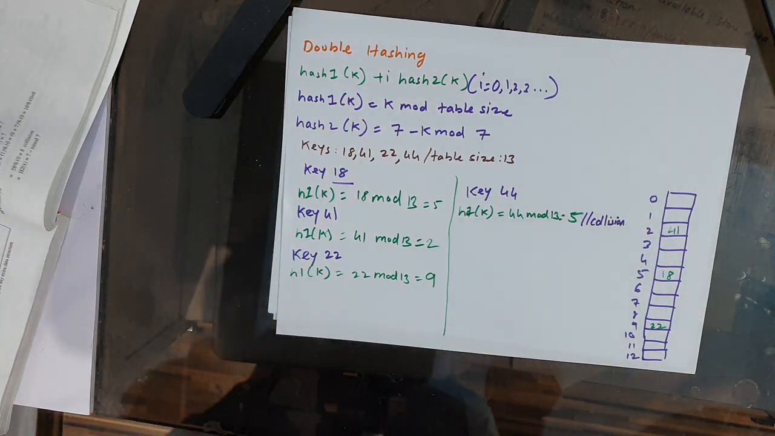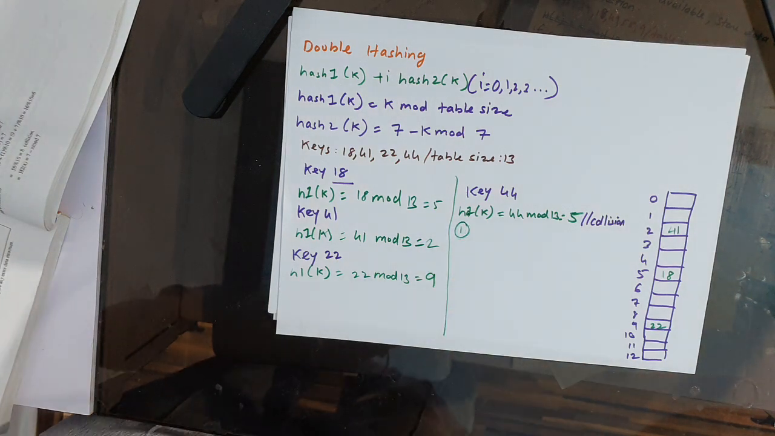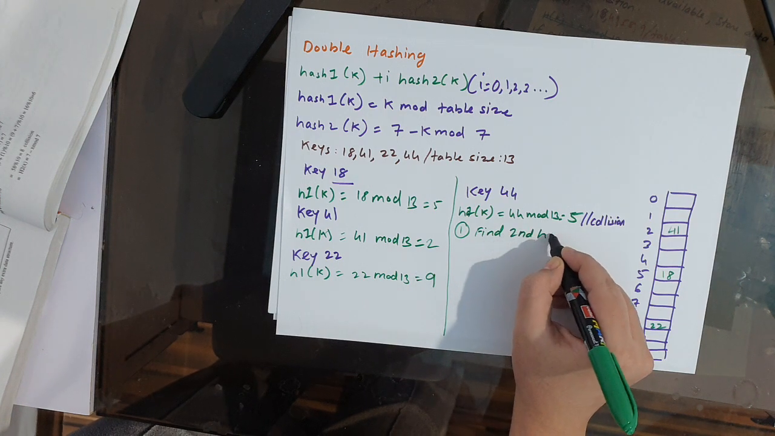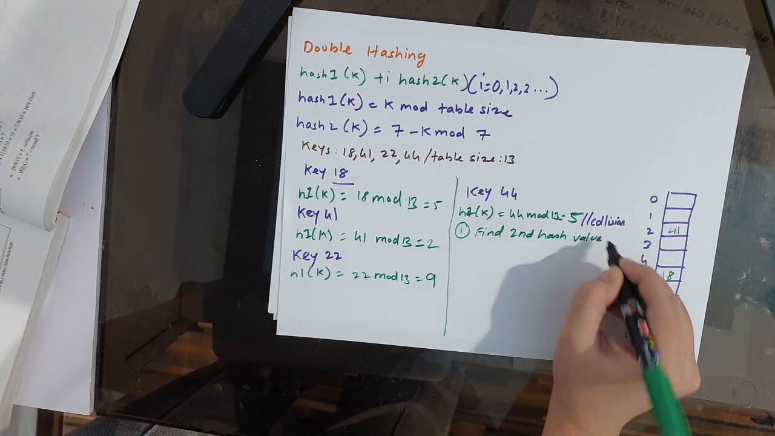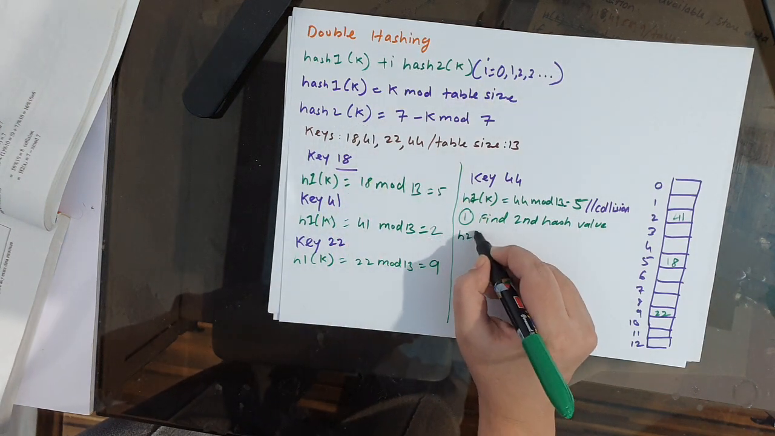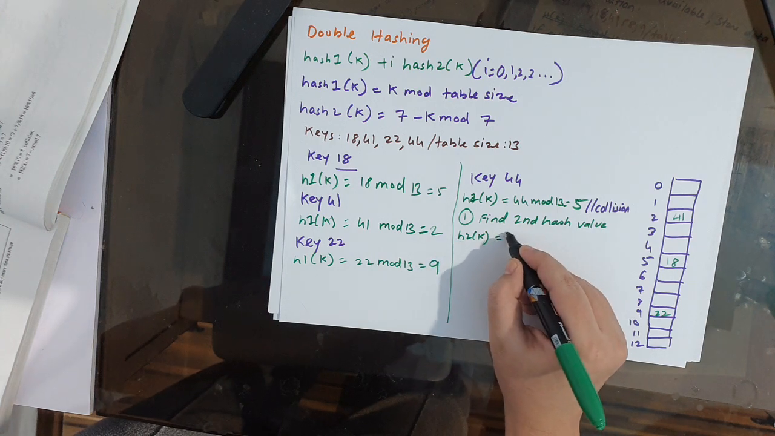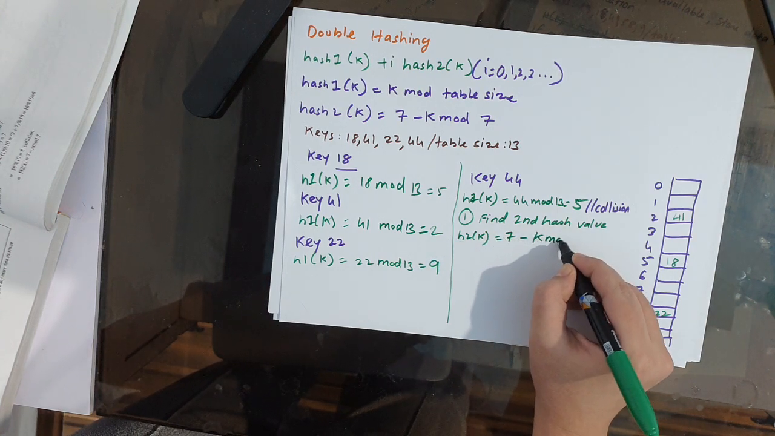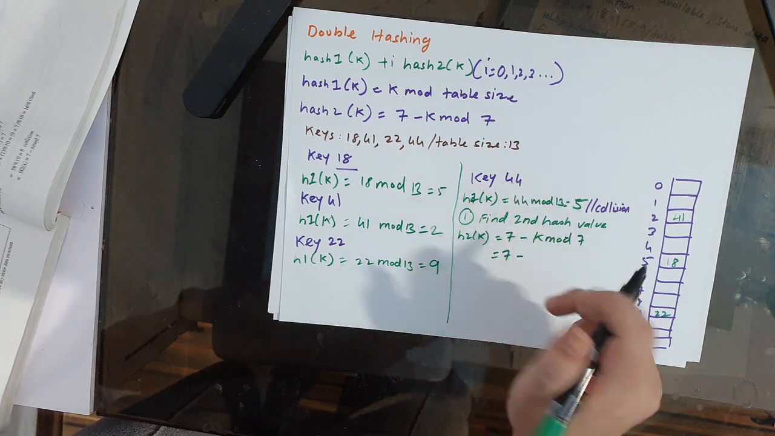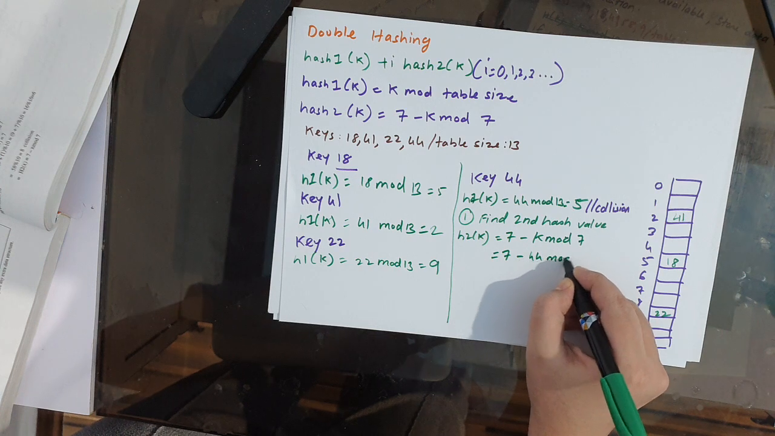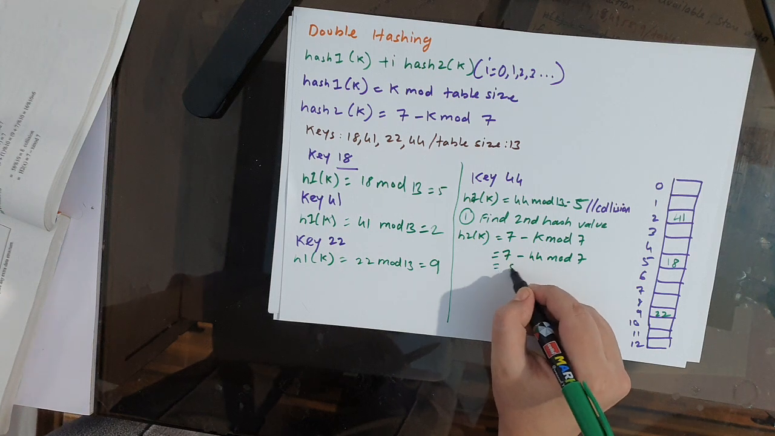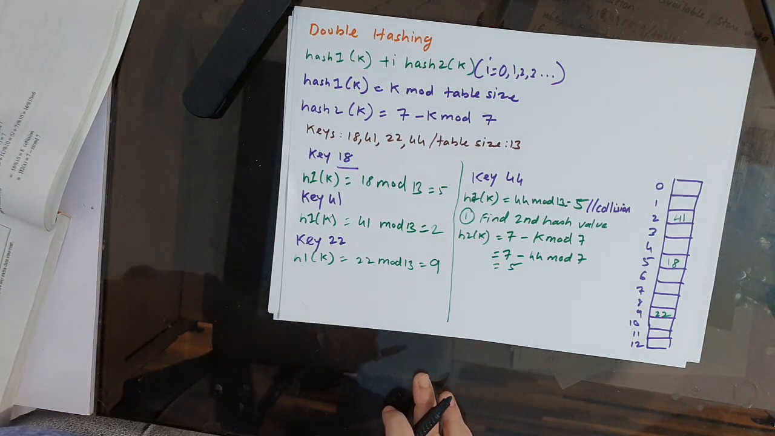The very first thing that we are going to do is find the second hash value. How do we find a second hash value? Using this hash 2 function. h2 of k is 7 minus k mod 7. K is 44, so it will be 7 minus 44 mod 7. This is standard. And the answer that we get is 5.